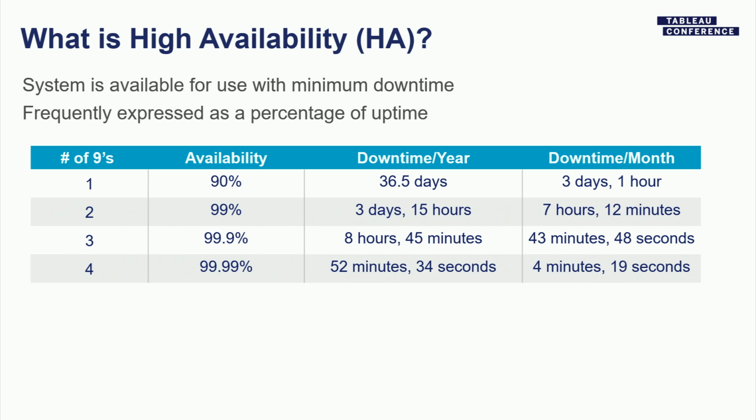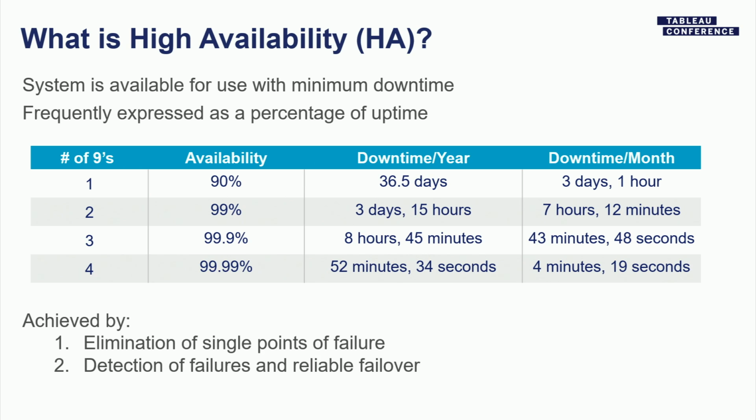So what are some strategies for achieving high availability? Well, we have two that we use within Tableau Server, and we'll talk about them today. The first is really eliminating single points of failure and having redundancy in your system. So if one process fails, you have another process in the system ready to take its place.